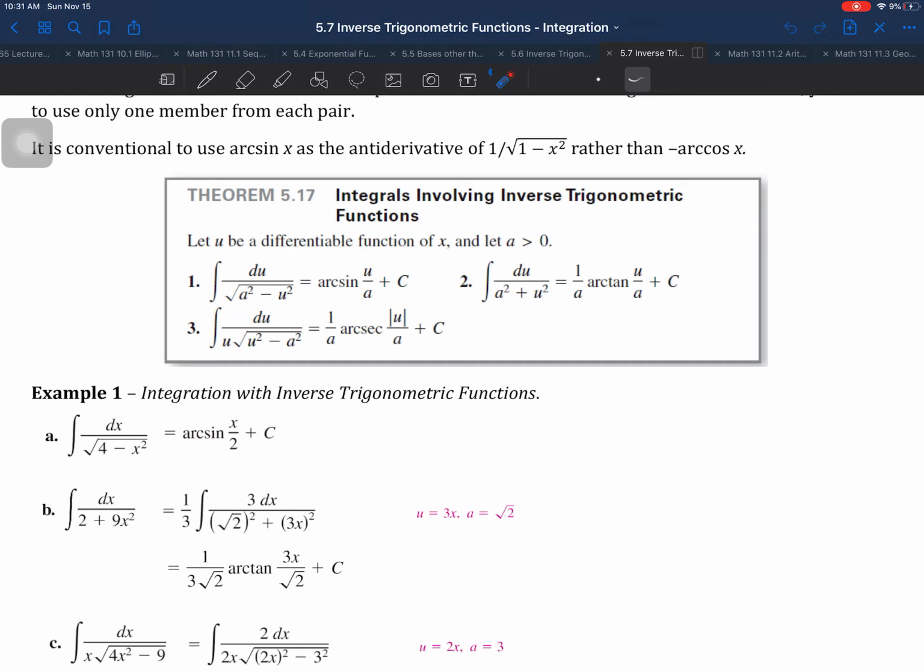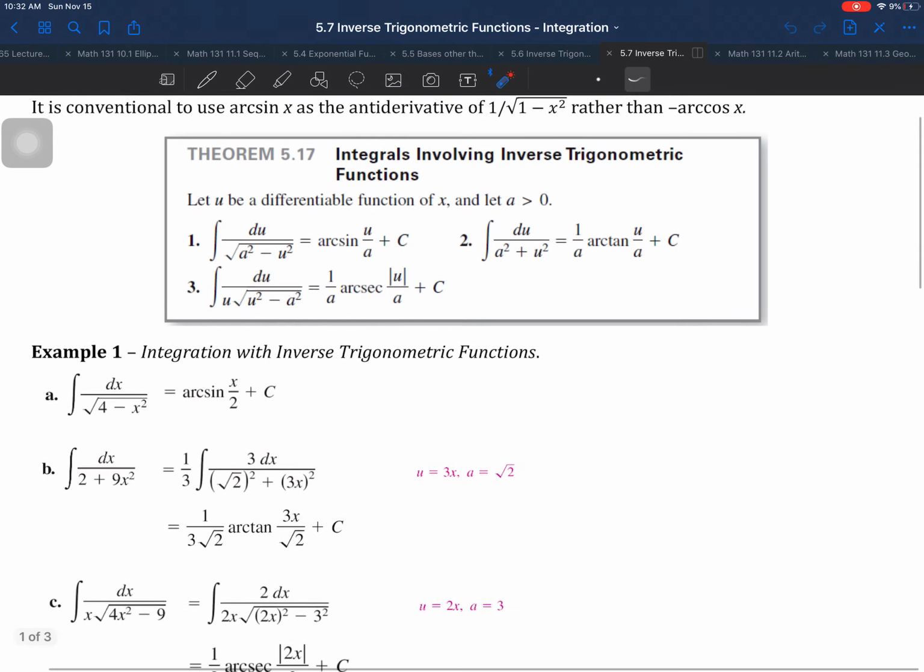Similarly, if you have u times the square root of u squared minus a squared in your denominator, then this will be 1 over a arcsecant of the absolute value of u, over a, plus c. If you notice, it's always u over a, where u is the part of the function where you have the x variable or the t variable. It's a function of some other variable.